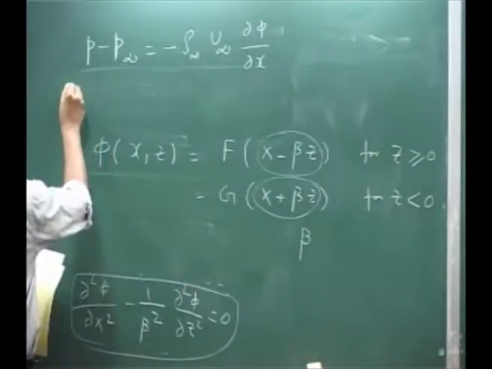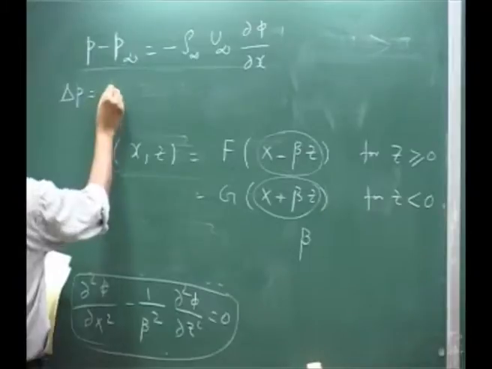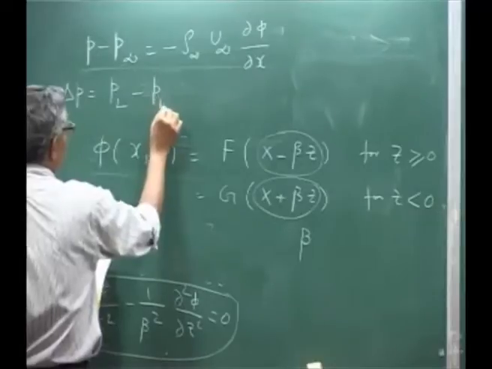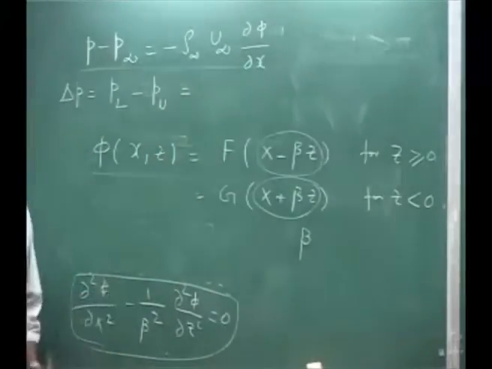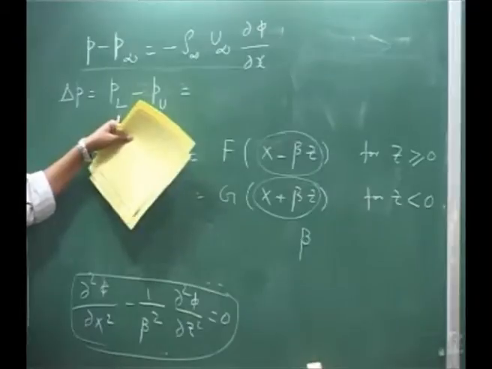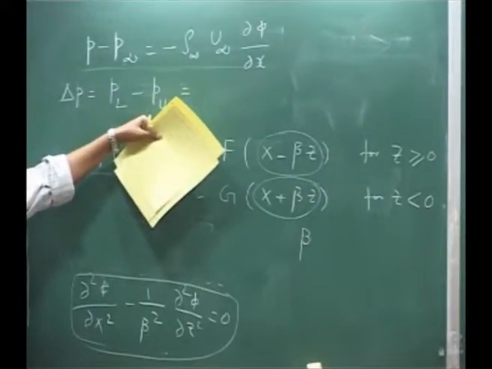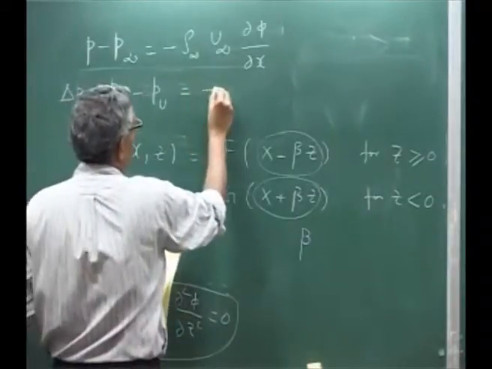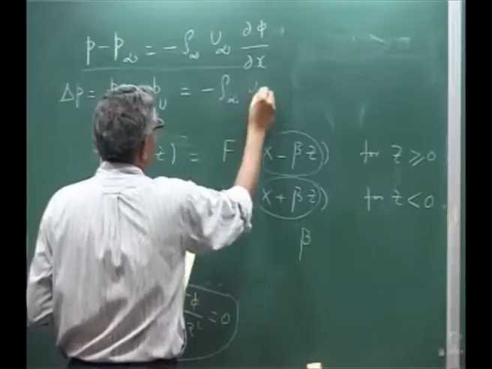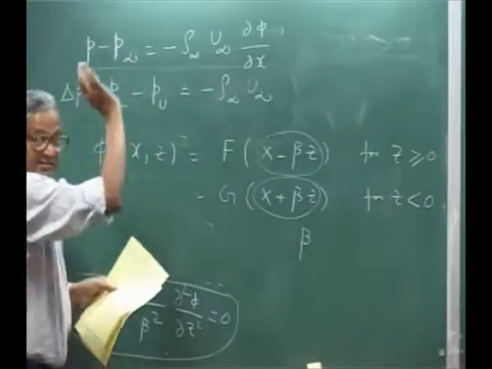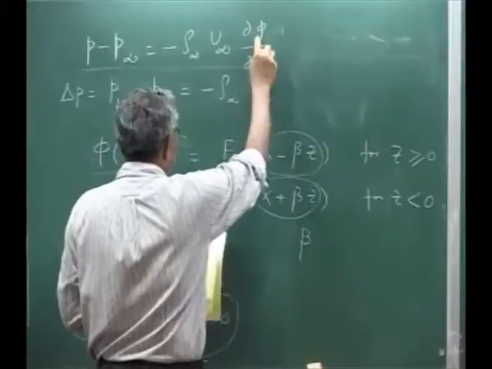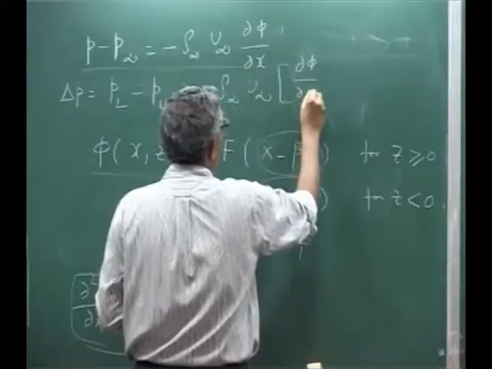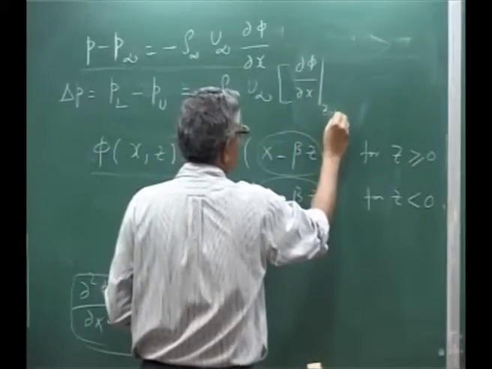Now let us take this, okay, maybe I will write it. The pressure differential, P lower minus P upper, because I am taking the differential as lower surface minus upper surface. Okay. P lower will be minus rho infinity U infinity. Please understand, P infinity is common, that will cancel out. You will have delta phi over delta x, lower surface, z equal to 0 minus.